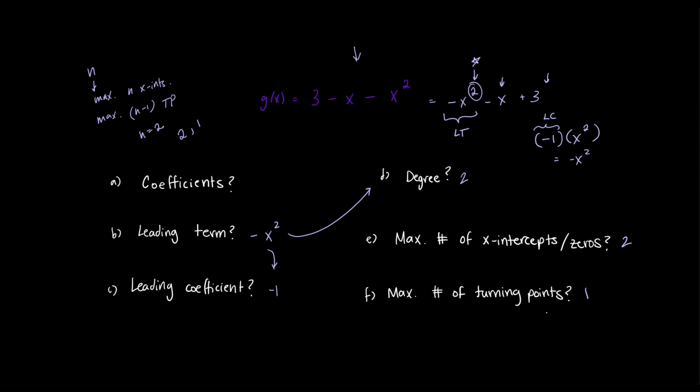And again, if we were to list all of the coefficients, we could just go through and take the coefficients off of each term. So in this case, that would be -1, which was our leading coefficient, another -1 on the second term, and +3 on the final term.